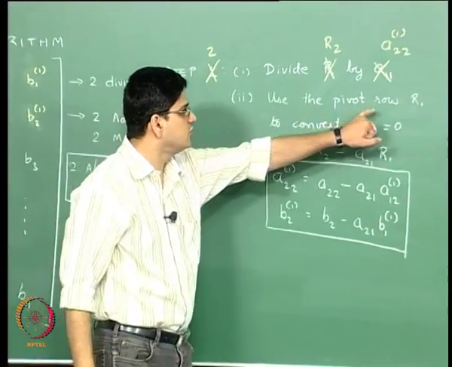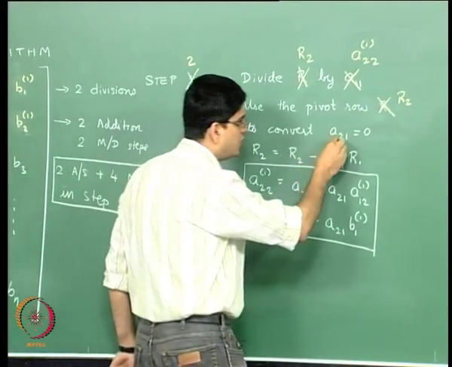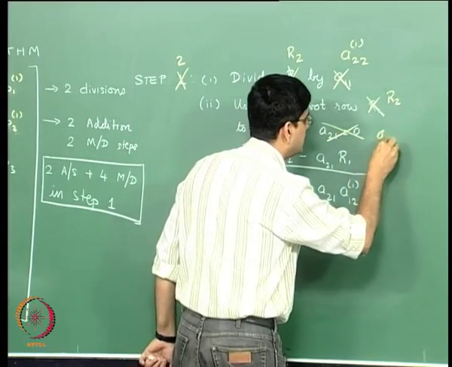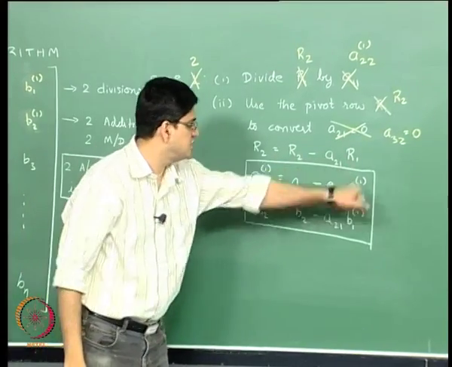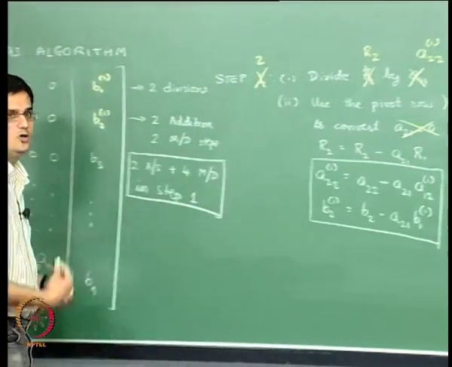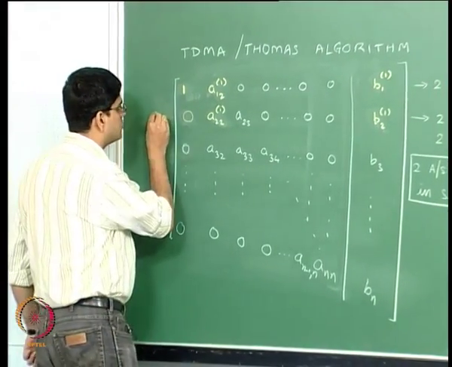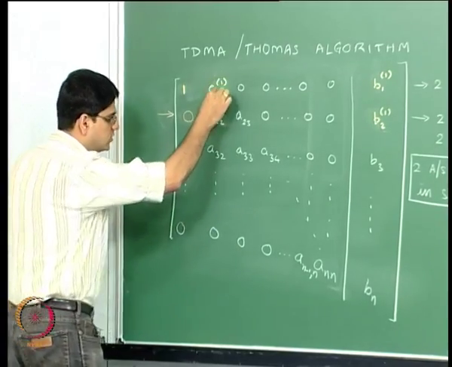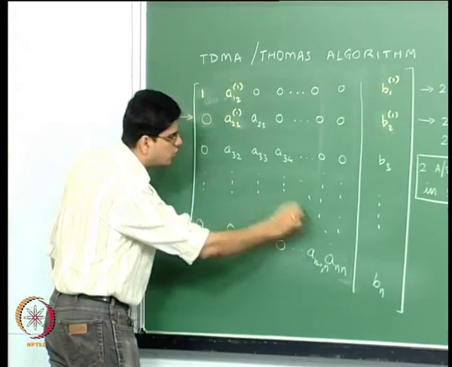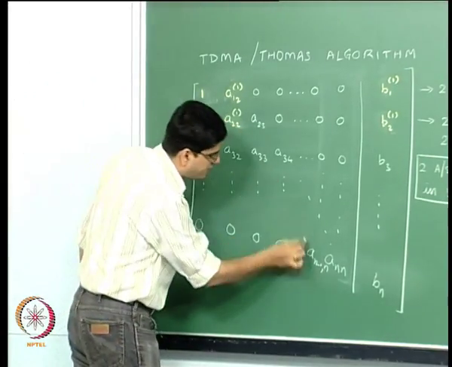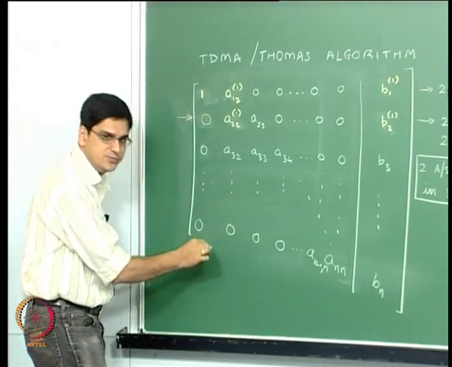Now we are going to use the pivot row. Instead of R1, we will use the pivot row R2 to convert not A21 equal to 0 but A32 equal to 0. And this is going to change appropriately. Now again let us go back and look at what that is going to involve. We are going to use this particular row to get zeros in this particular column below the diagonal. So if this is the diagonal, we need to get 0 over here and everything else below that is 0.